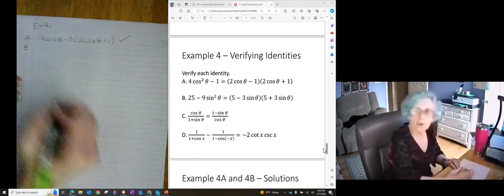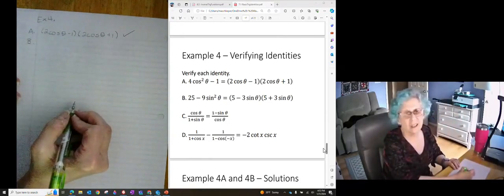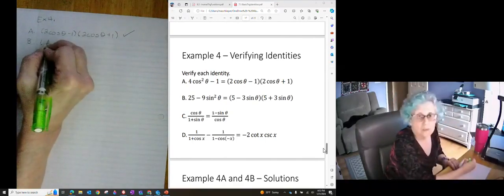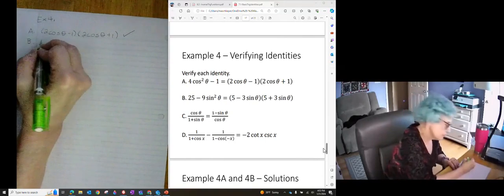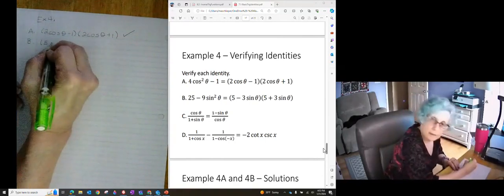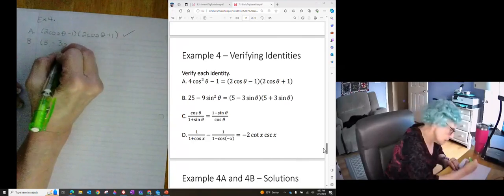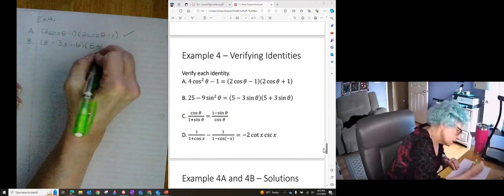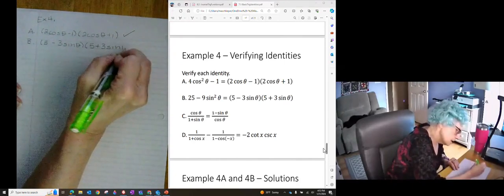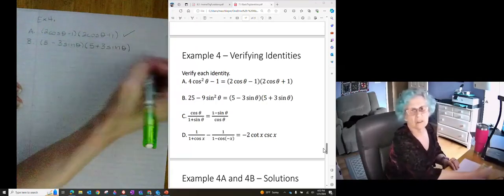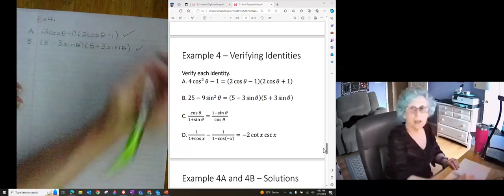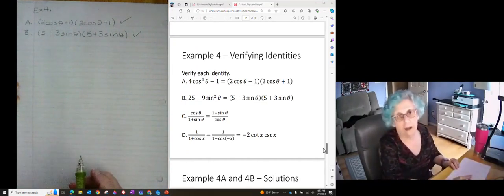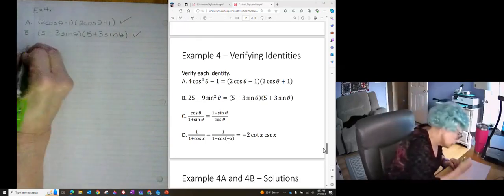Let's look at part B. Yeah, all we have to do is factor that one. We have a difference of 2 squares. 25 is 5 squared minus 3 sine theta, and 5 plus 3 sine theta. So really that was just saying, hey, let's practice our factoring. Let's look at C. Okay, that one looks like it's going to take a little more work.